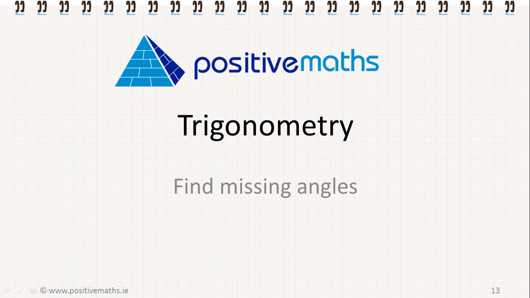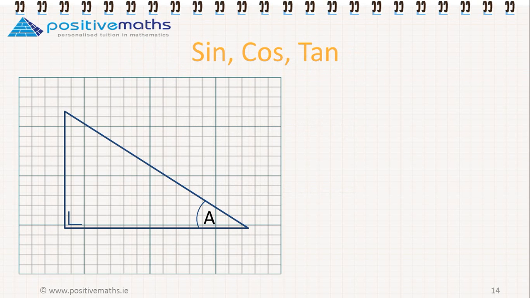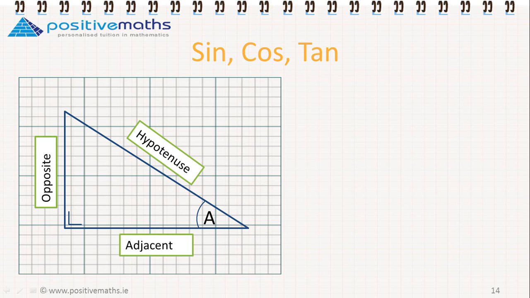In this video for Positive Maths, we're going to learn how to use sine, cosine and tan to find missing angles in right angle triangles. First of all, we're just going to recap a little bit on what we know about right angle triangles. So first of all, we need to be able to label the sides. So in relation to A, we have the opposite side. We have the hypotenuse, which is always across from the right angle. And we have the adjacent side, which is just beside the angle.